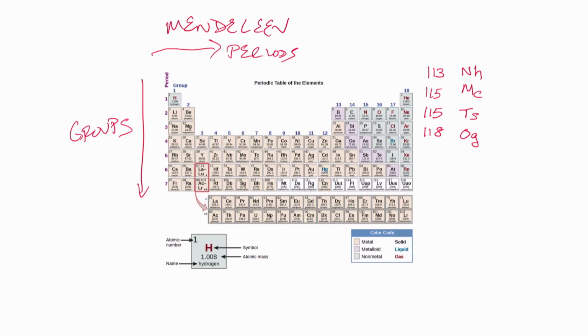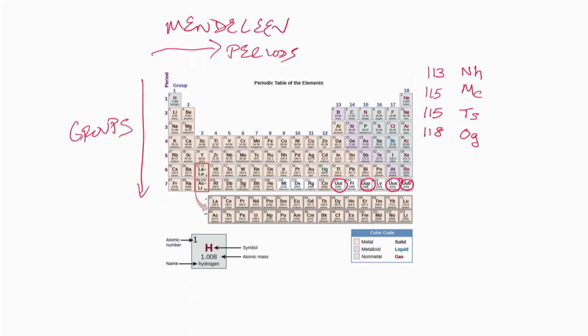You can see them here, number 113, 115, 117, and 118. In June of 2016, they were finally named. 113 is given the symbol Nh for Nihonium, 115 Moscovium, 117 Tennessine, and 118 Oganesson. These are named after either geographic locations where these things were discovered or after the countries of origin of the researchers who were working on this. So now we have a slightly different periodic table compared to what maybe you're used to.